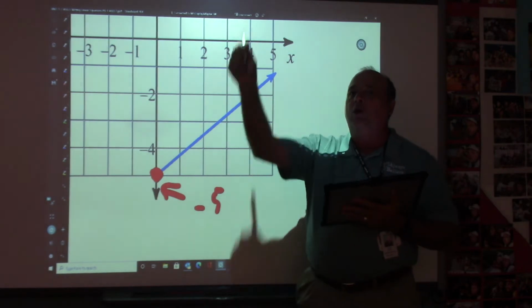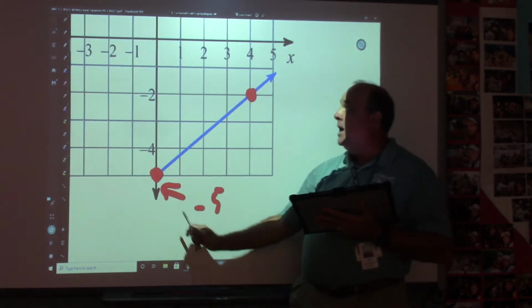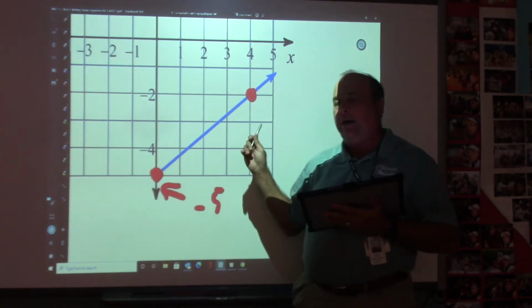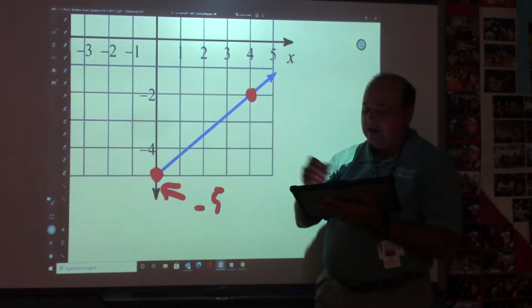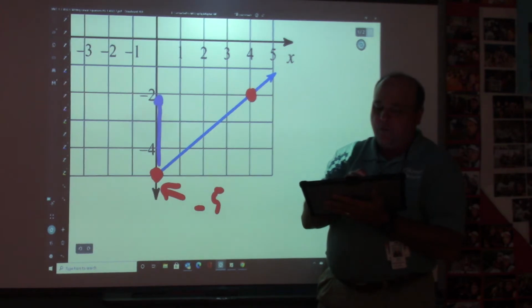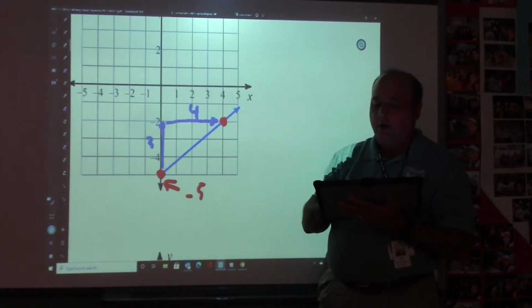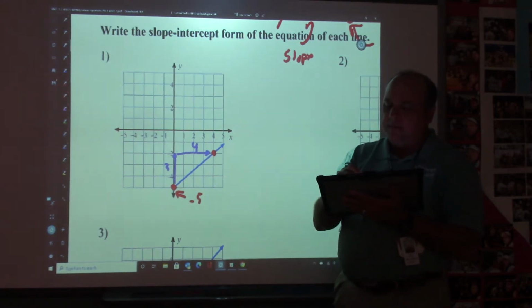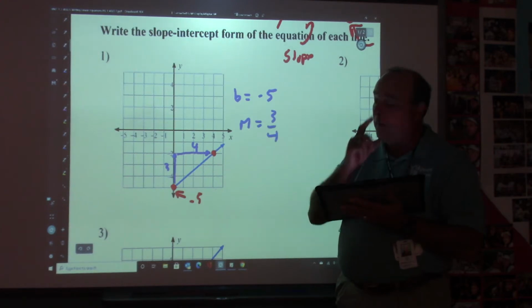The slope tells you to go up or down and to the right. So to go from the left dot to the right dot, I need to go up and to the right. Always go up or down to the right, please. It'll make your life easier. So to get from this dot to this dot, I need to go up 3 and to the right 4, don't I? So over here to the right, I'm going to put down my b equals -5 and my m equals 3/4.